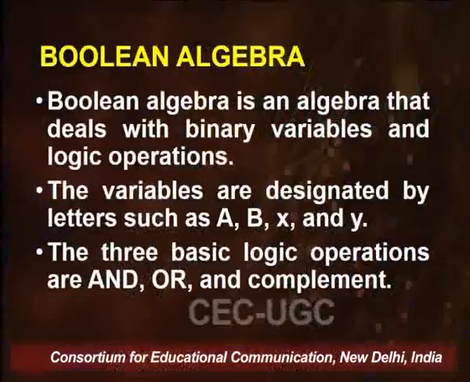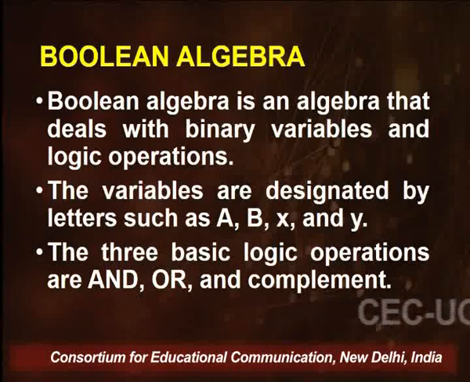What are the variables? The variables are similar to what we used, maybe a, b, x, y, whatever names you would want to give. However, the value that the variable assumes here is going to be a binary value, because we are talking of digital numbers, we are talking of bits. So the values can only be a 0 or a 1, because that is what a logic gate can process. So Boolean algebra is an algebra that deals with binary variables and some logic operations, which we have learnt earlier. The variables are designated by letters such as a, b, x and y, as I just mentioned.